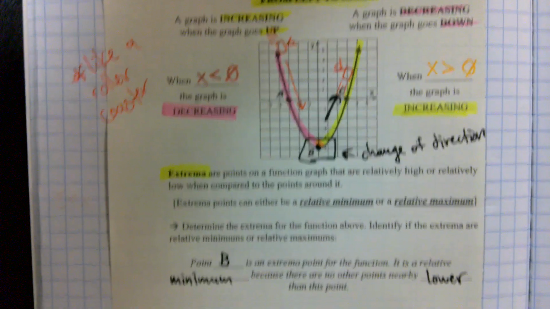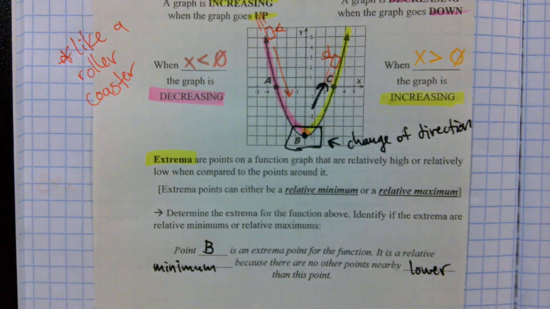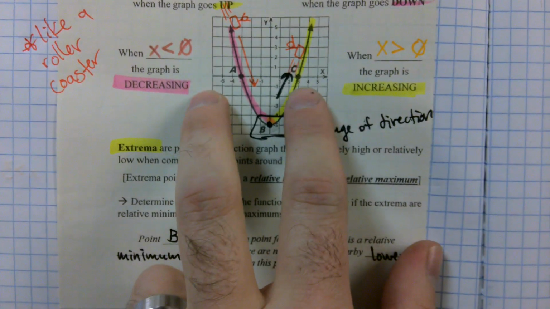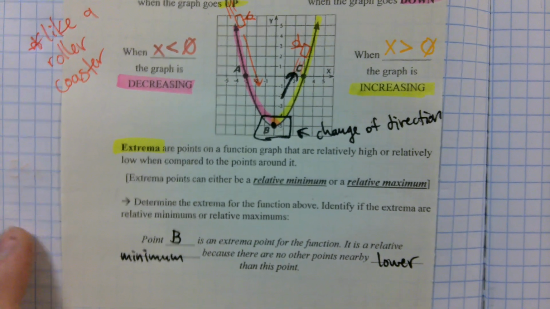Take a look at this function. Are there any relative maximum here? No. Yes. Maybe. Talk about it with your group. What do you think? Real quick, 30 seconds. Are there any relative maximums? If there are, what are they?